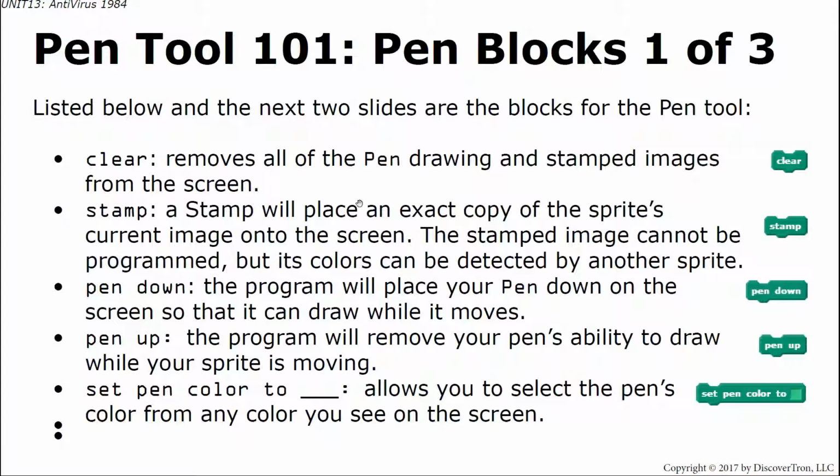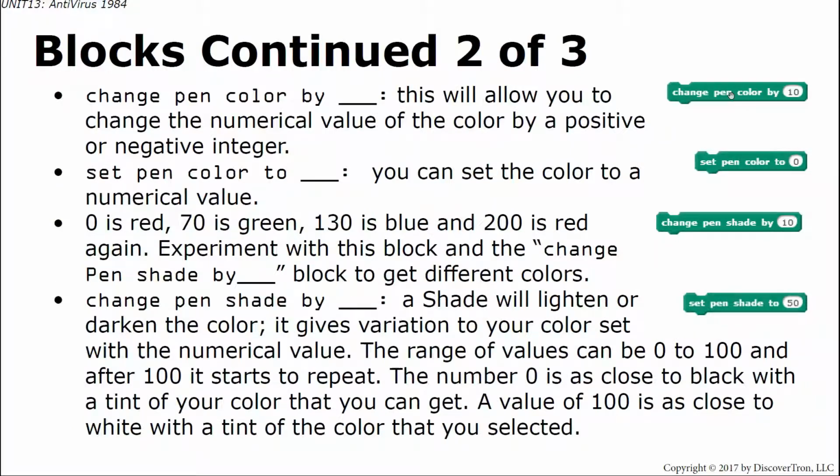And here are some pen tools. I really encourage you to pause the video and go through and read these things. I don't want to say one's more important than the other. We use the clear tool to get rid of all the drawings on the screen. The stamp helped us stamp an exact copy of the sprite onto the stage. Pen down is what puts the pen on the screen that allows it to draw. It's not actually a physical pen, I'm just talking as if it was. Pen up takes it off the screen and it won't draw anymore. Setting the pen color is kind of self-explanatory.